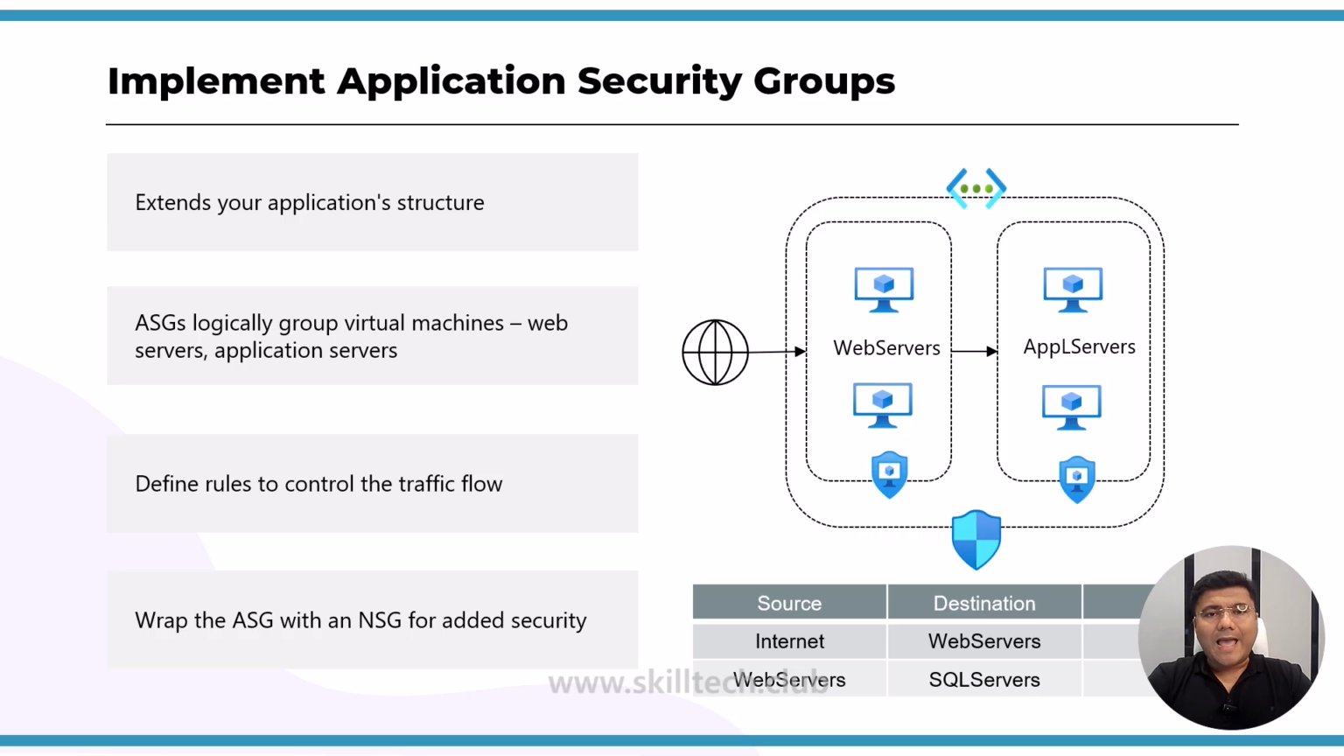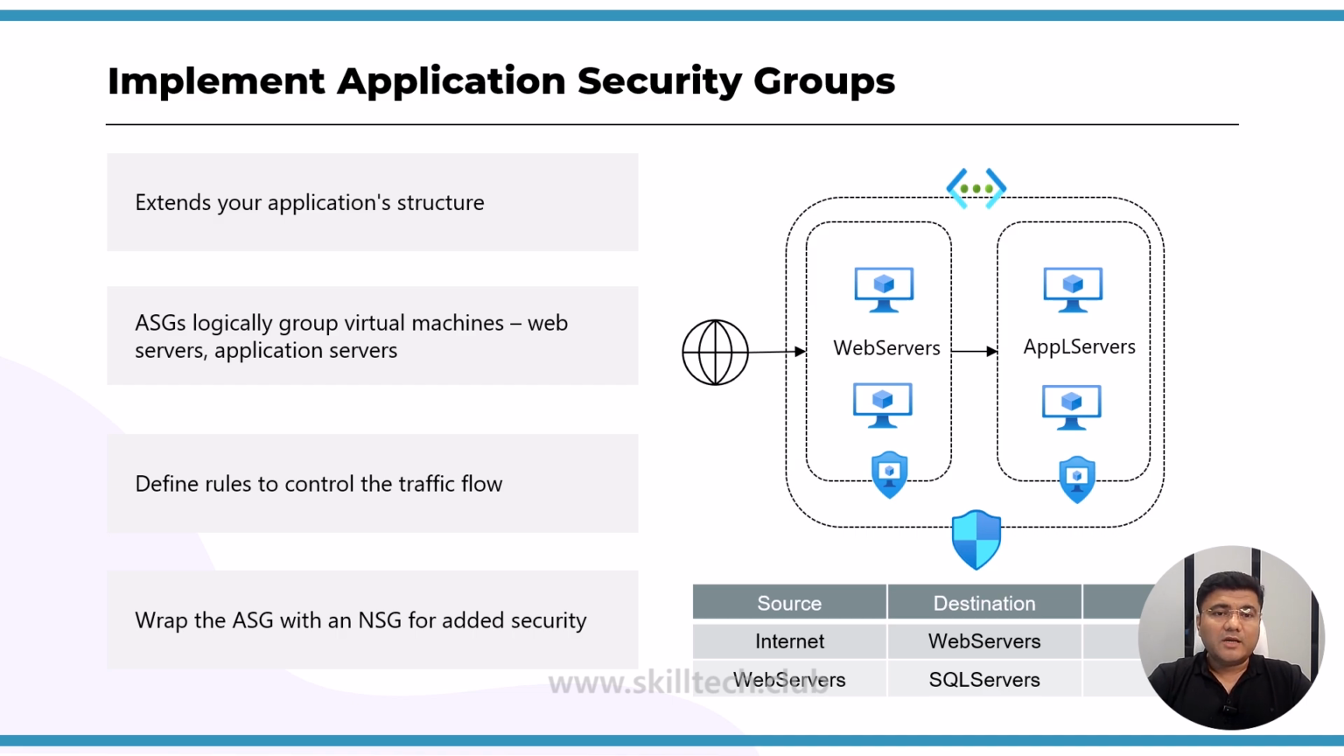Next, let's talk about application security group. Application security group enables you to configure network security as a natural extension of your application structure. It allows you to group virtual machines and define virtual network security policies based on those groups. Basically, as you can see in this slide, we have an application security group which is creating some kind of a boundary associated with your application server.